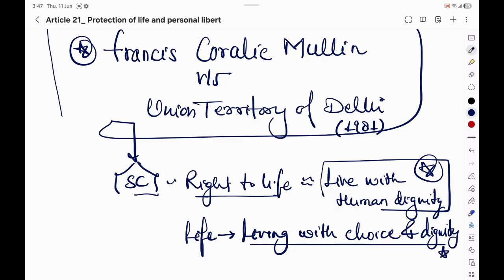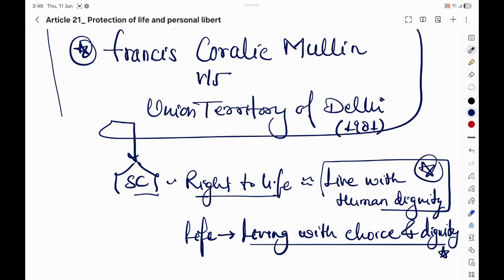She is a foreign national. Basically she was detained under the COFEPOSA Act of 1974, and she was lodged in Tihar jail under preventive detention. So what happened? The Delhi administration imposed some restrictions on her meeting with her family members, friends, and lawyer. So their meeting could occur only under strict conditions and permissions. So this issue came before the court.